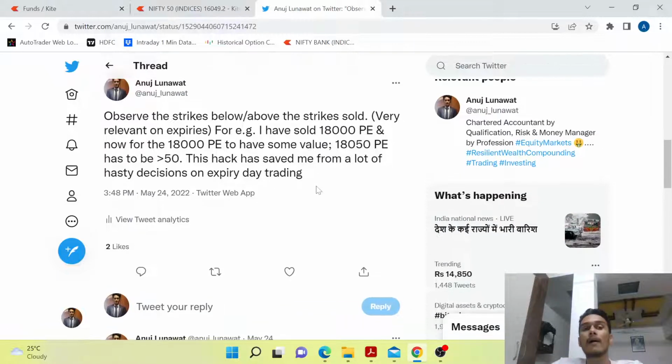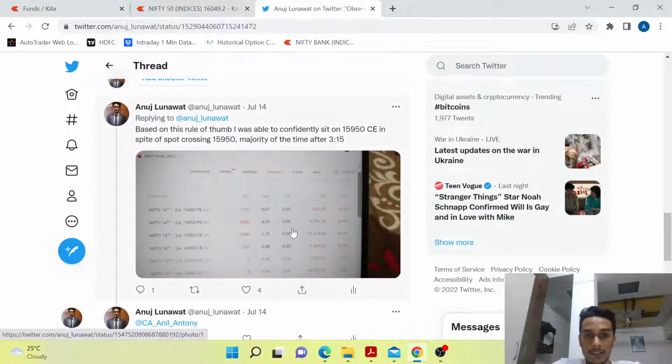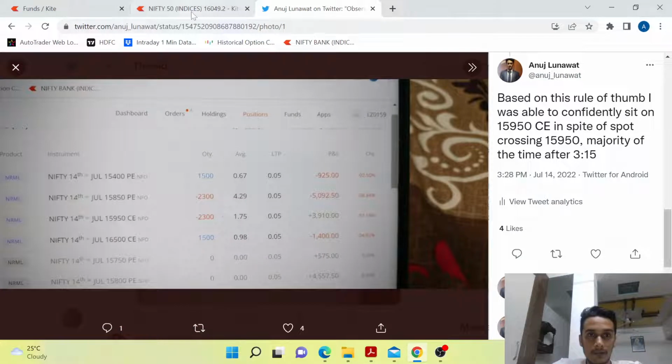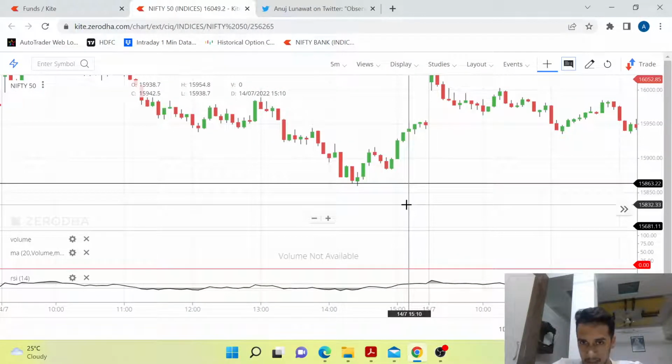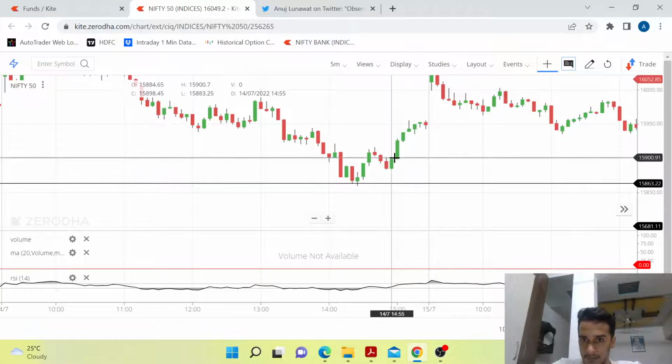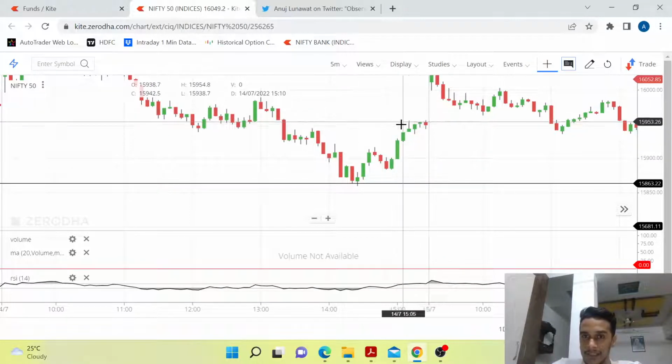Observe the strikes below or above the strikes sold. Here, at the end, I'll be talking about 30 or 35 minutes before the expiry. I had sold this 15,950 C. I would have sold it somewhere around here, expecting it to expire worthless.